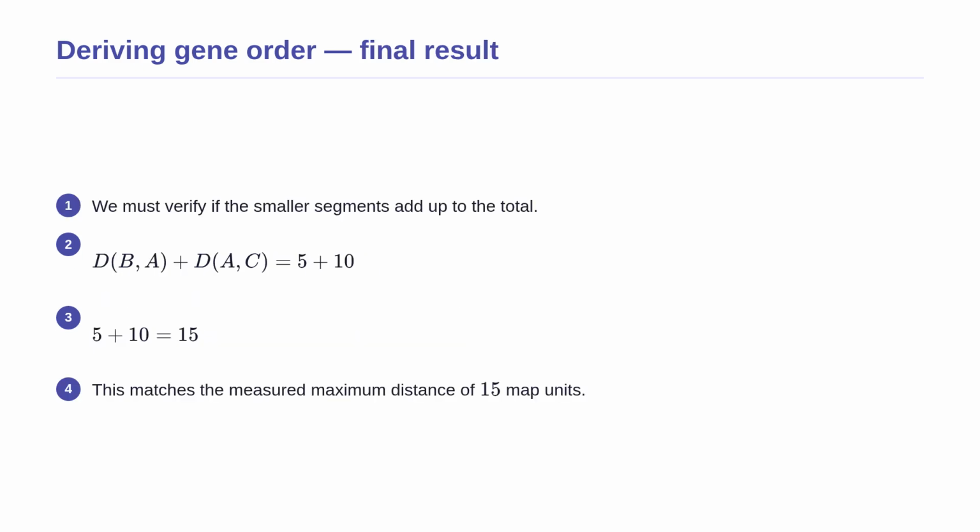To finalize our proof, we must verify that our proposed order mathematically holds up. We check the math by adding the 2 smaller segments together. We take the distance from B to A, which is 5 map units, and add it to the distance from A to C, which is 10 map units. 5 plus 10 equals exactly 15. This perfectly matches the total measured distance between the outer genes, B and C.